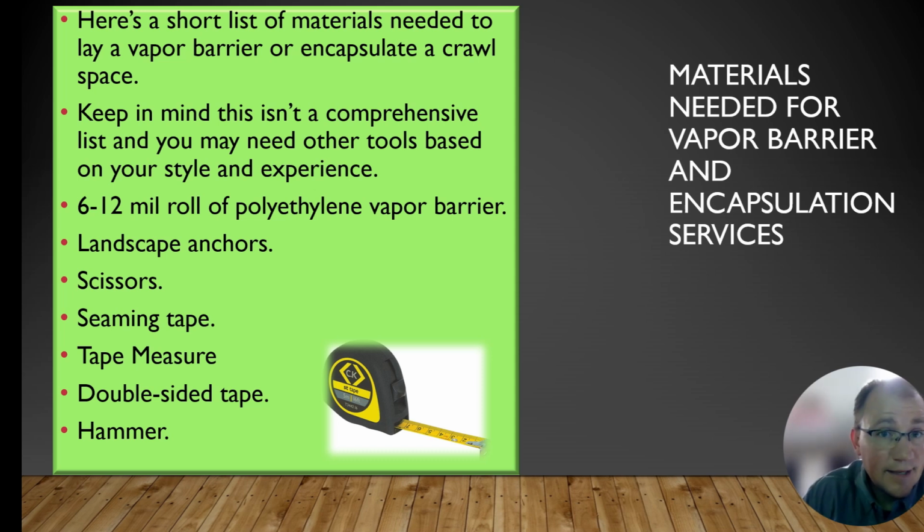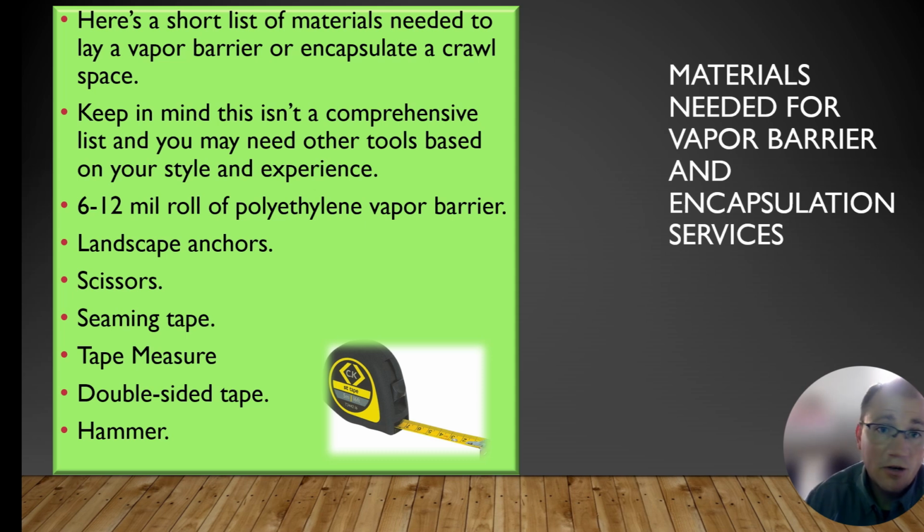You need things like seaming tape. So obviously you're going to have multiple sections of the vapor barrier, and you're going to need to seam it together. So I like a 6-inch wide seaming tape. I typically do all my vapor barriers and encapsulations in white, so I'll use a white seaming tape that's made specifically for vapor barriers.